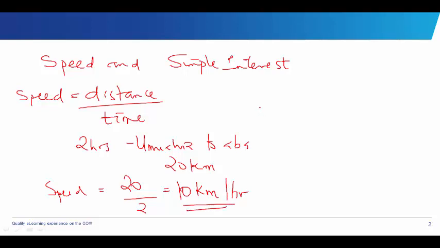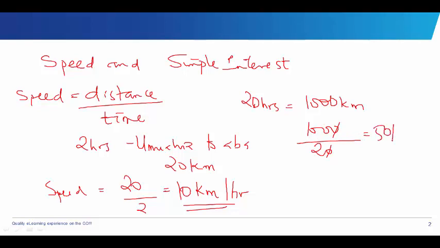Now let's take another one. It takes a train 20 hours to travel from Lagos to Jos, and Lagos to Jos is 1000 kilometers. What is the speed of the train? So distance over time. So you have 1000 over 20. So when we divide, it gives us 50. So that is 50 kilometers per hour. So this is the speed of the train.